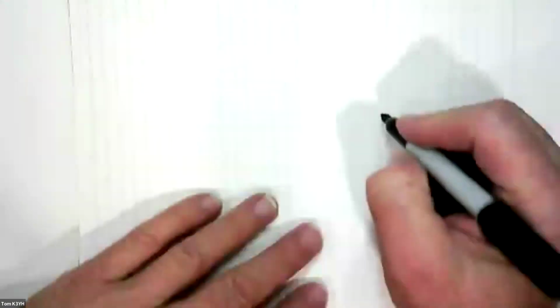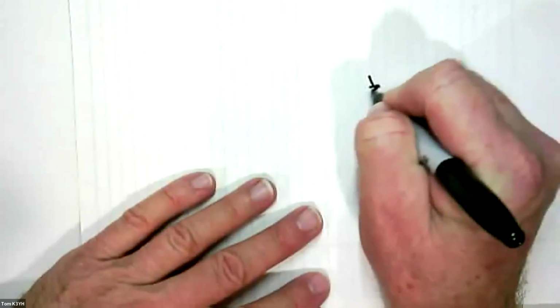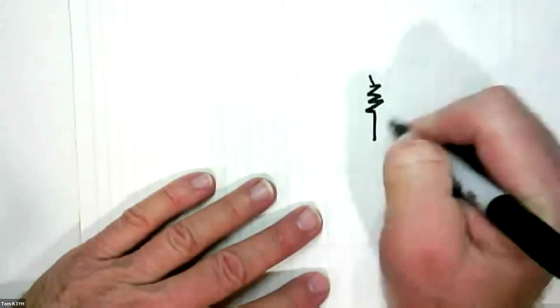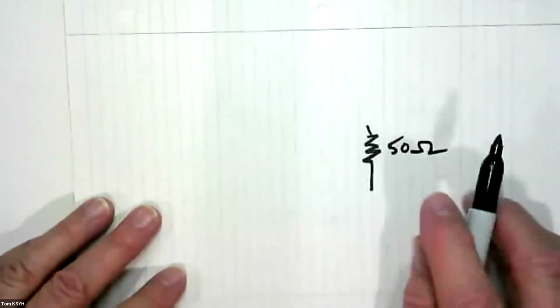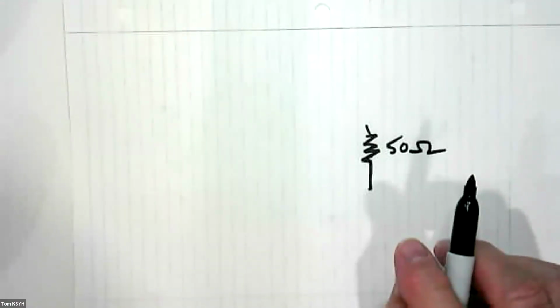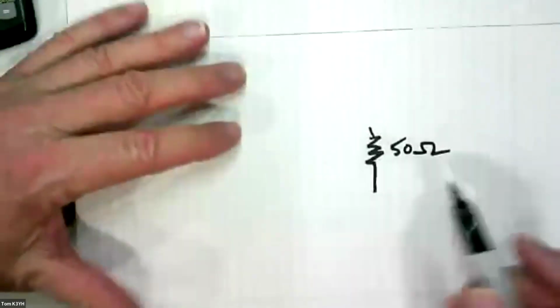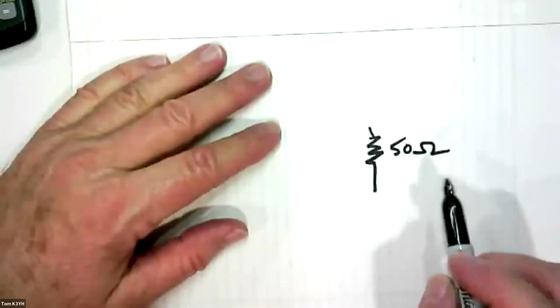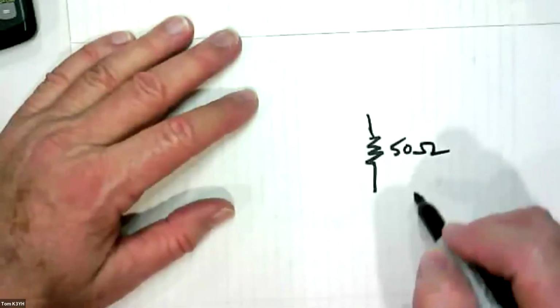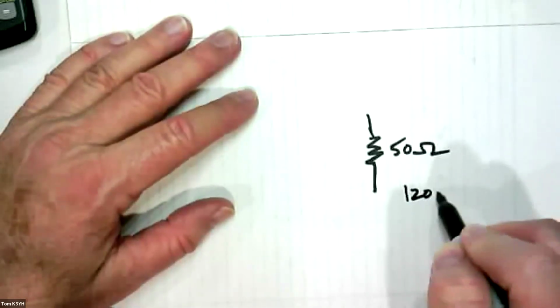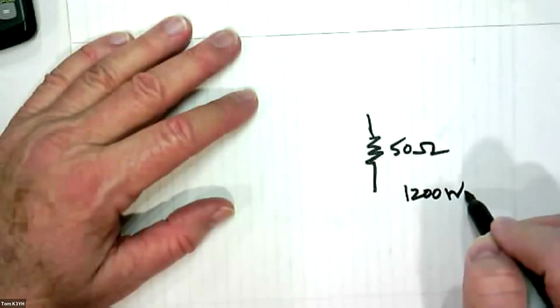Okay. All right. So first off, I have a 50 ohm dummy load. Why did they tell you it's a 50 ohm dummy load? It's just a real life problem. The dummy load is what you connect to your transceiver in order to test it, so you're not radiating test signals out into the ether, if you will. Okay, so I've got a 50 ohm dummy load, and I know that it's using 1200 watts.